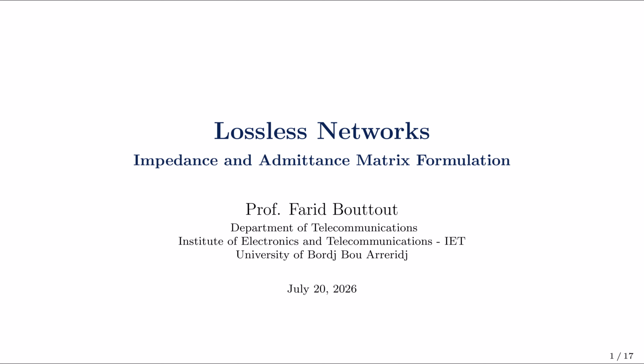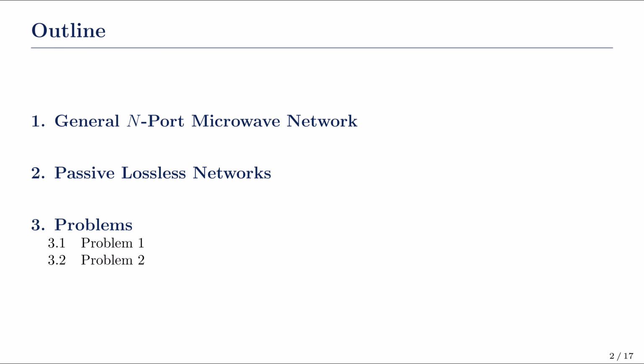This distinction will lead to an important result concerning the structure of the impedance matrix. The discussion is organized in three main stages. First, we introduce the general n-port microwave network and recall the interpretation of incident and reflected waves at its ports. Second, we establish the conditions imposed by losslessness on the impedance and admittance matrices. Finally, two problems are considered to reinforce the results.